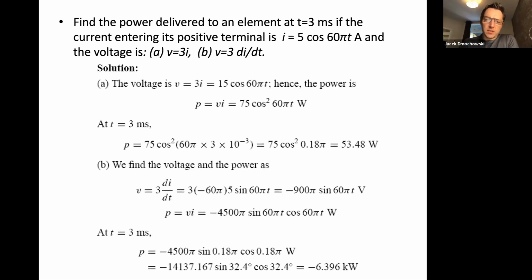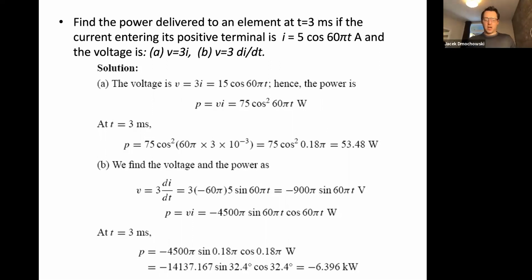That's right. So we know that the voltage is equal to 3 times this, which is 15 cos 60 pi t. And so you have to multiply 15 times cos 60 pi t by 5 times cos 60 pi t, right? Because you're multiplying the voltage by the current. And so you have 75 times cosine squared of 60 pi t.